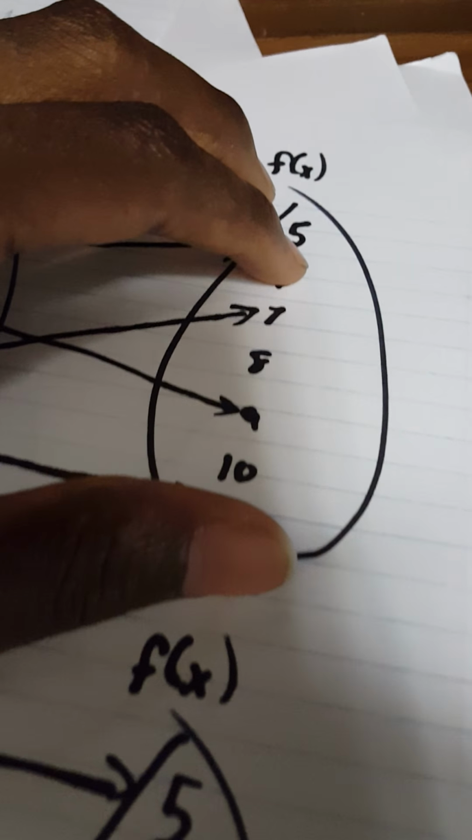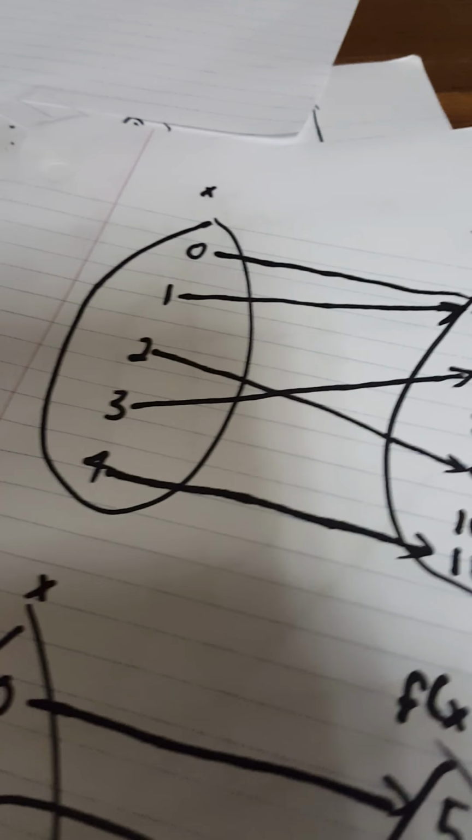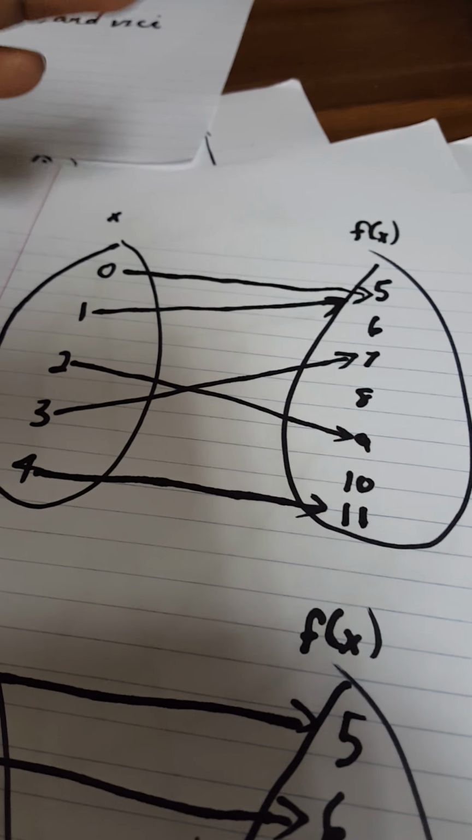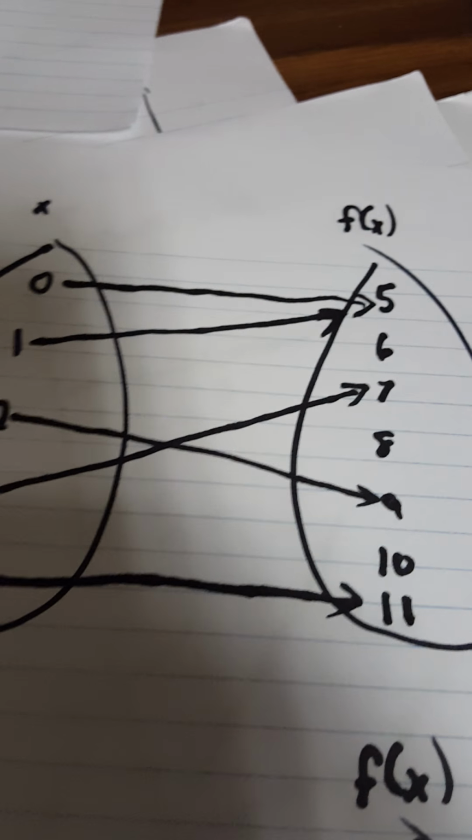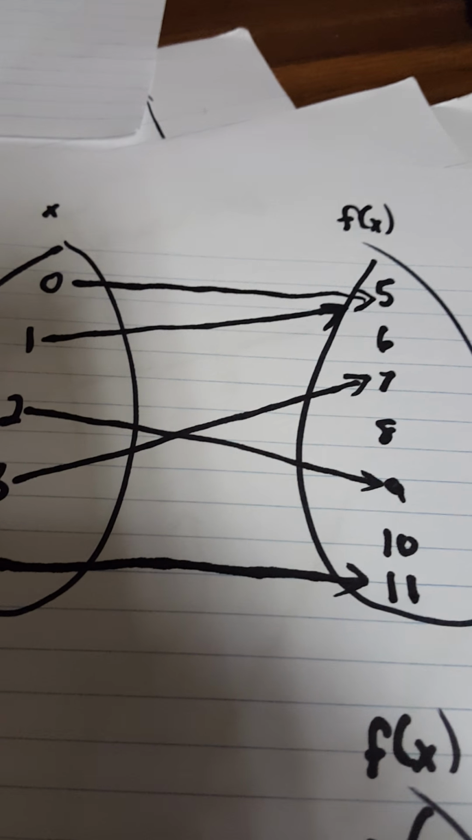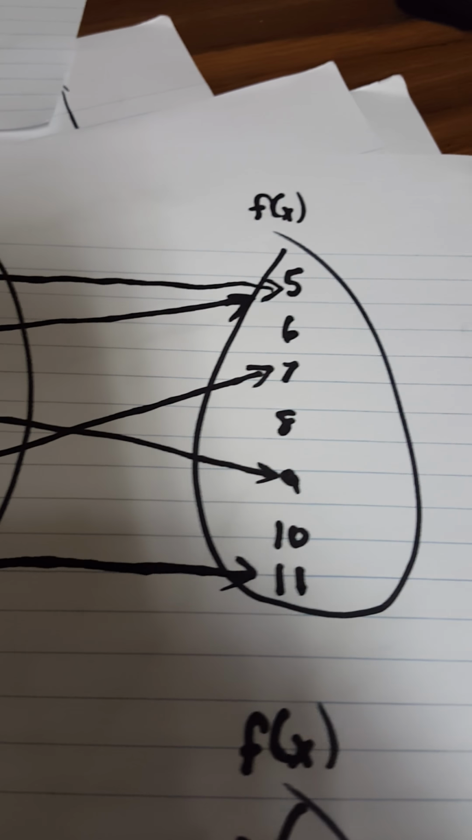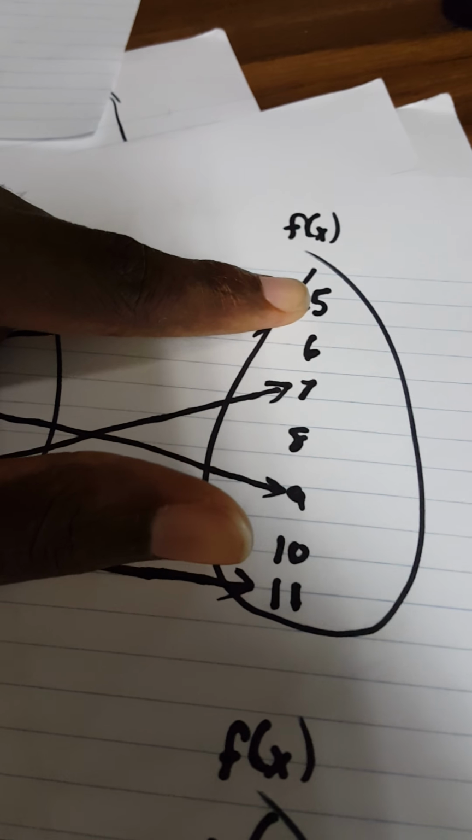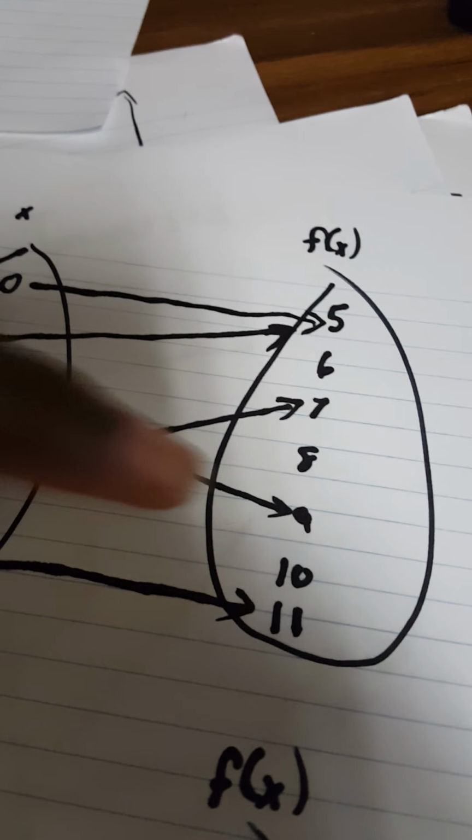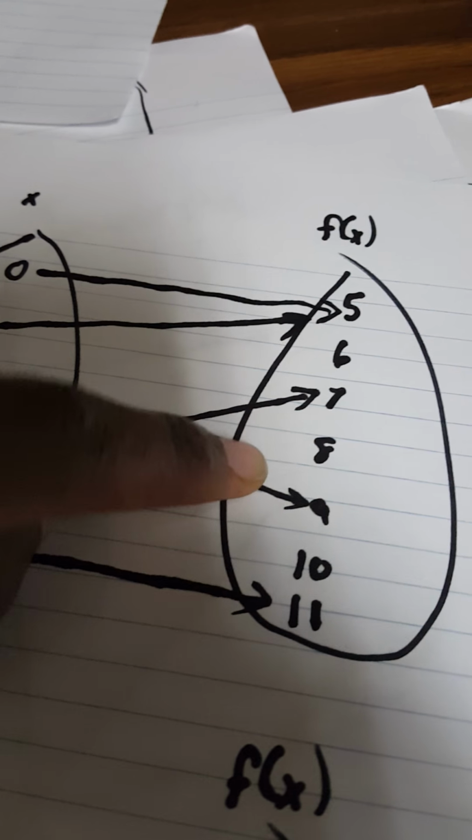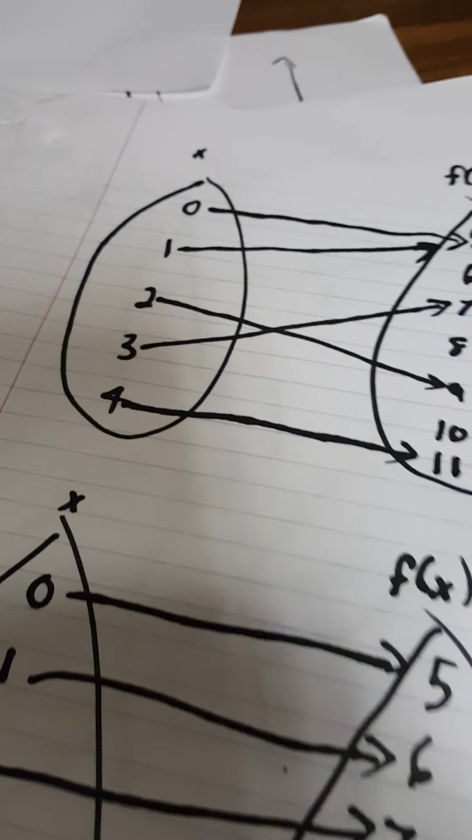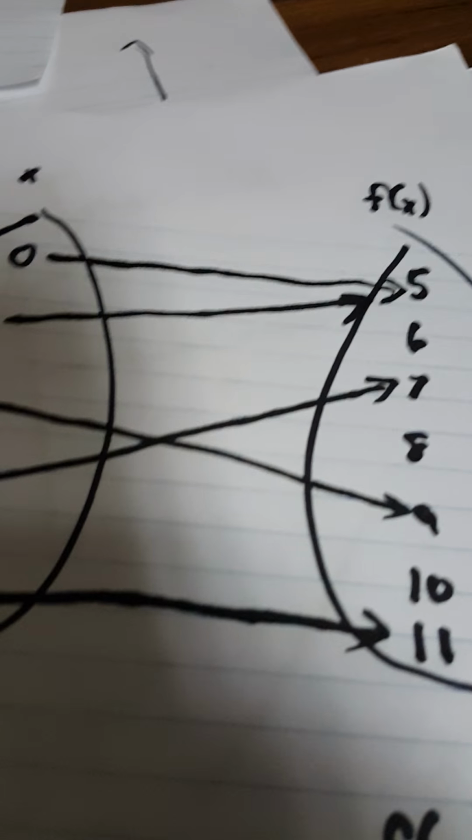So that will be here. And your range is everything in f of x that has an x. So for this, your range would be 5, 7, 9, and 11. It wouldn't include 6, 8, or 10 because those don't correspond to an x value. So this is a function.